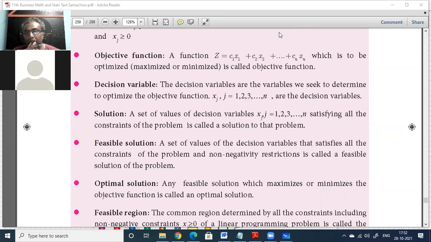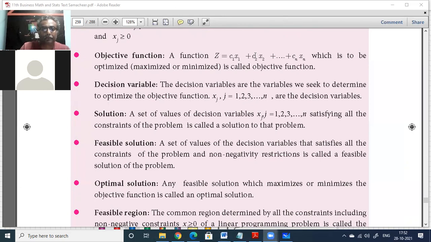At the same time, x of 1, x of 2 will be non-negative. They must be greater than or equal to 0. Optimal solution: any feasible solution which maximizes or minimizes the objective function is called an optimal solution. That is the feasible solution giving the maximum if you want z maximum, or minimum if you want z minimum. Z is the objective function.